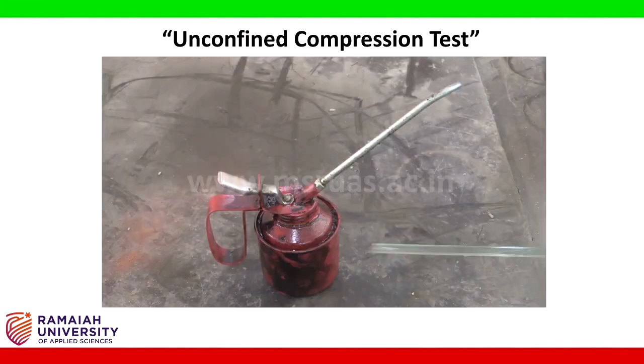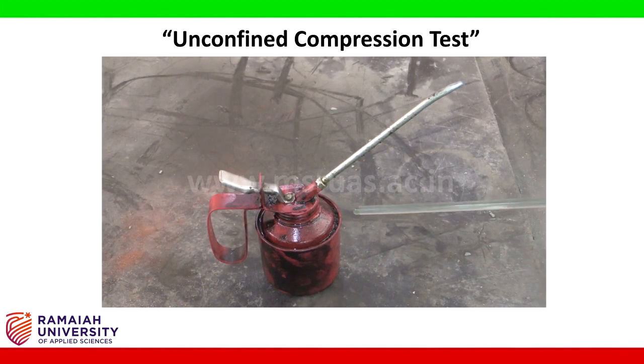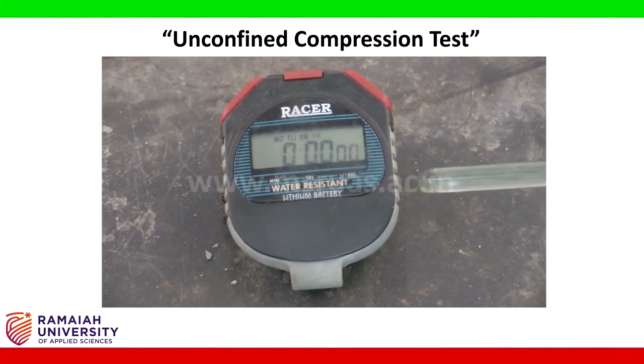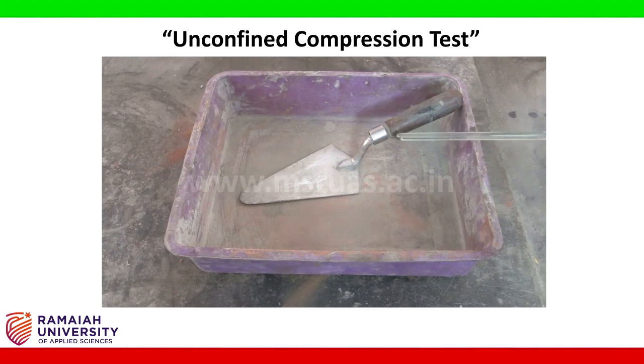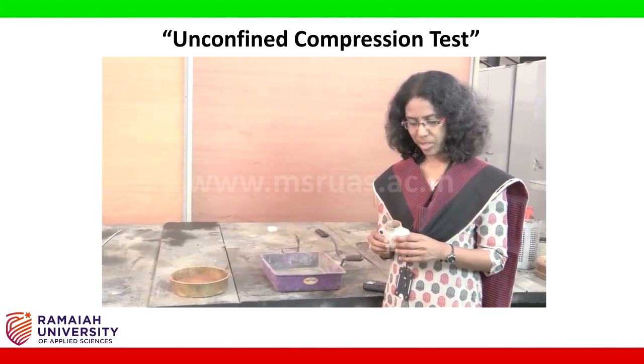An oil can is used to grease the mold, since the inside surface of the mold has to be greased thoroughly. A stopwatch is used to measure the time while taking the readings. The tray and the trowel are used to collect the soil sample. Now let us start the experiment.